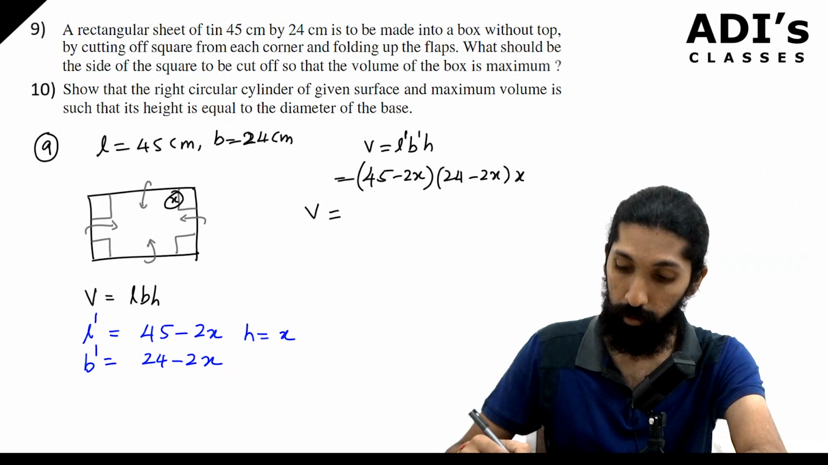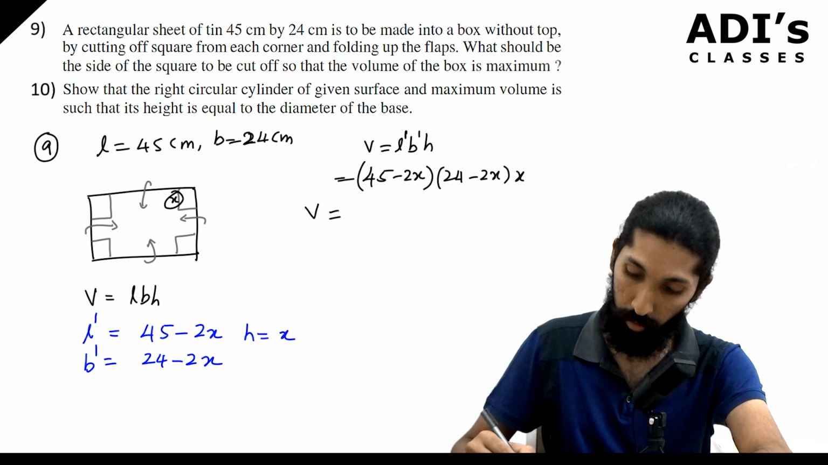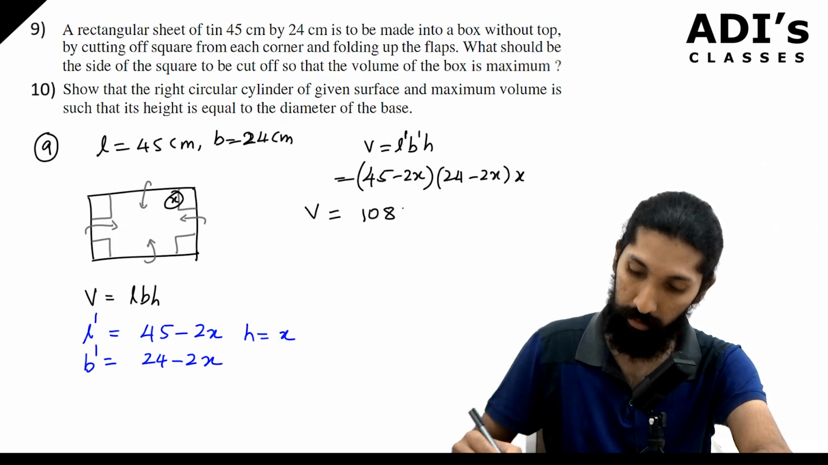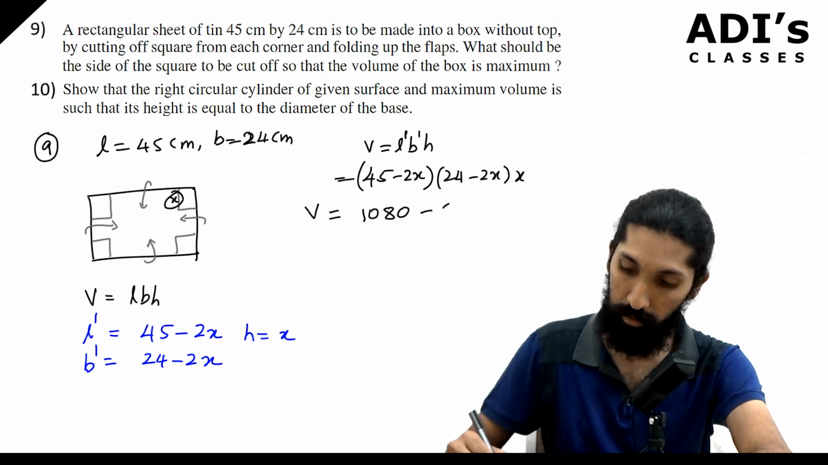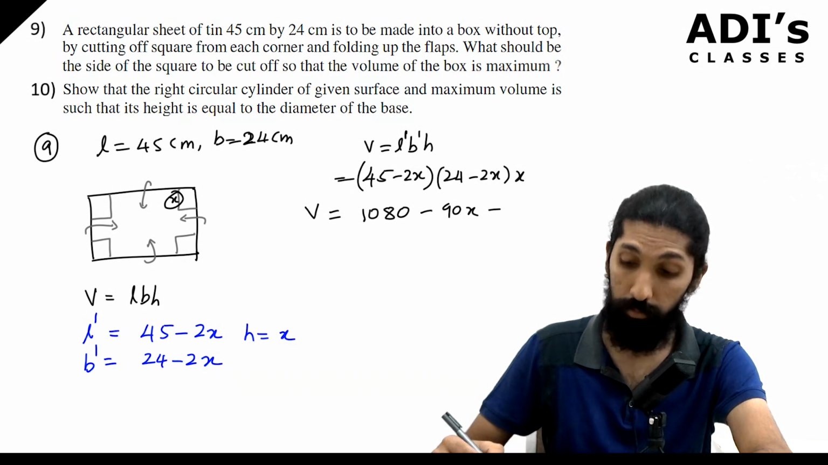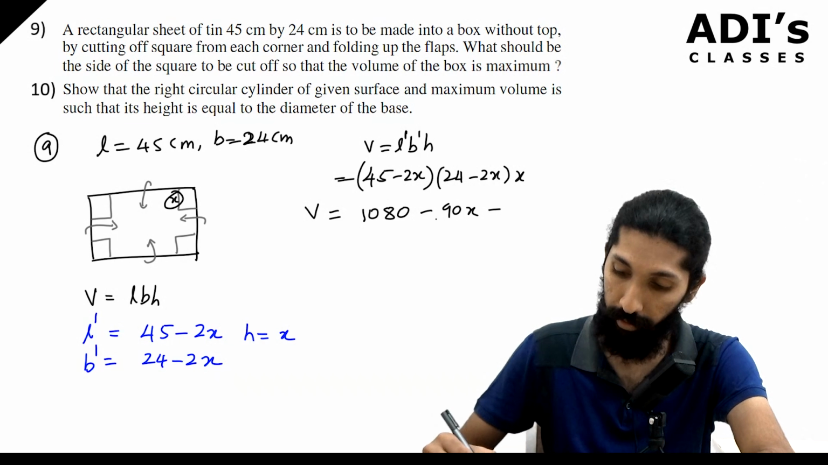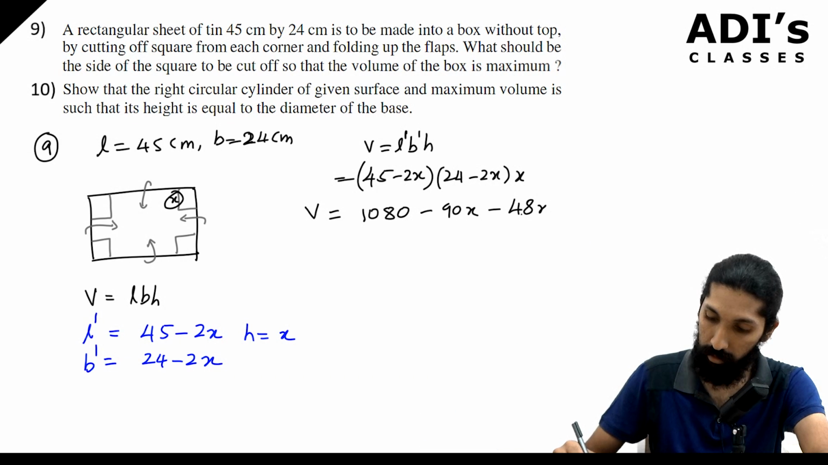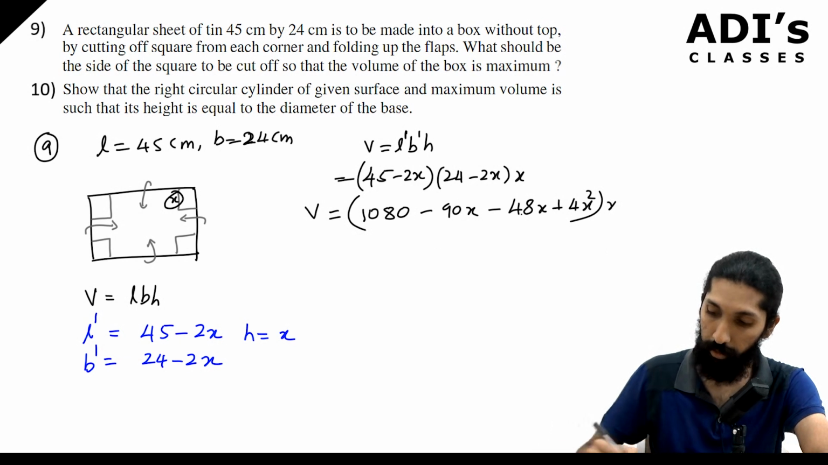First it's going to be 45 into 24. You get 1080 minus 90x minus 24 into 2 is 48, 48x plus 4x square. The whole thing into x. Right?